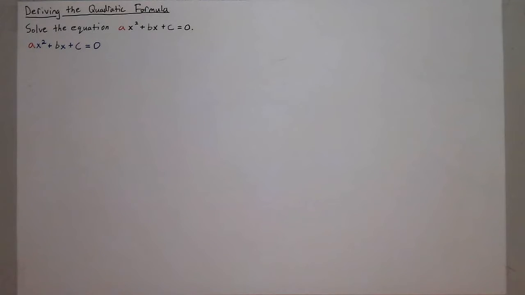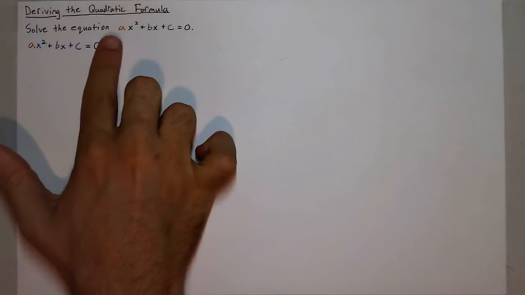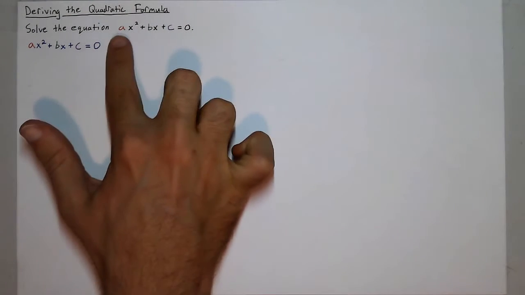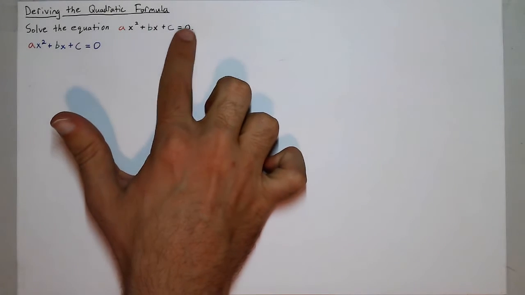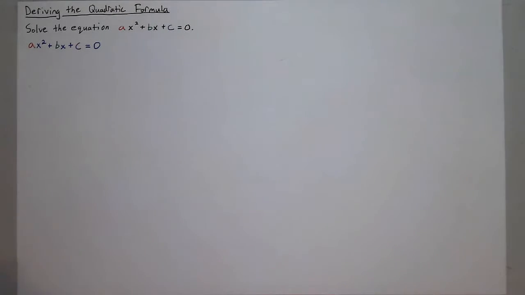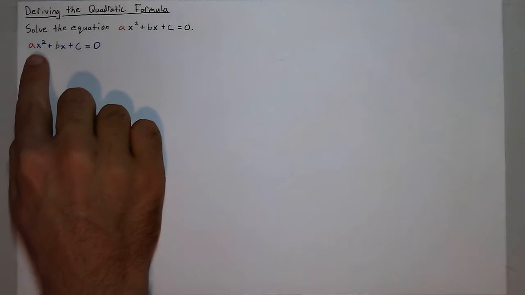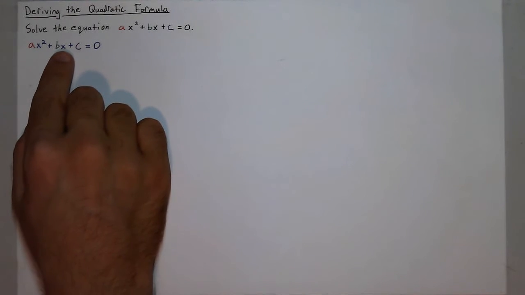In this video, we're going to learn how to derive the quadratic formula. So we're going to solve the general quadratic equation ax squared plus bx plus c is equal to 0. In order to do this, we're going to use completing the square, which requires us to get our x terms on one side by themselves first.